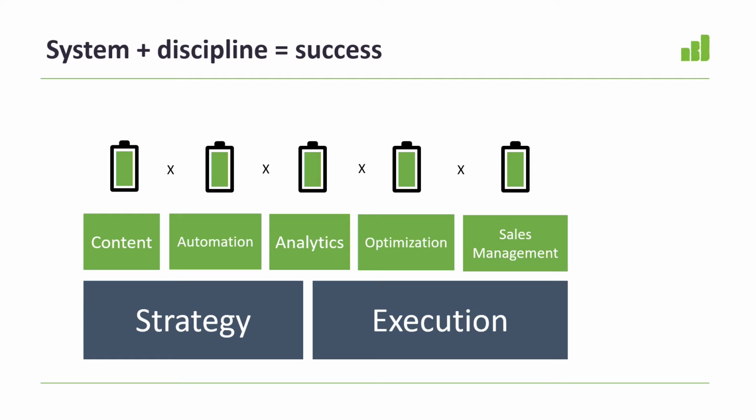One thing I want to stress here is that all these elements must work together. If just one of them is not performing, it pulls down the performance of everything else. So it's a system, and each element must support the others. If content is good, if automation is in order, if there's transparency and analytics, optimization, sales management, and so on, then you are getting a very optimized, very strong campaign performance.